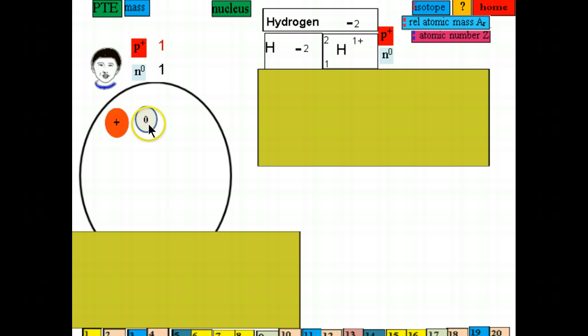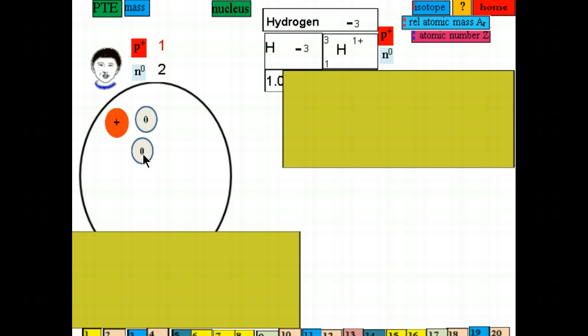You can have a hydrogen atom that has two neutrons in addition to its one proton. That would be hydrogen-3. But that atom is not stable. It would transform itself into another element. You call atoms of an element that have the same number of protons but a different number of neutrons isotopes.